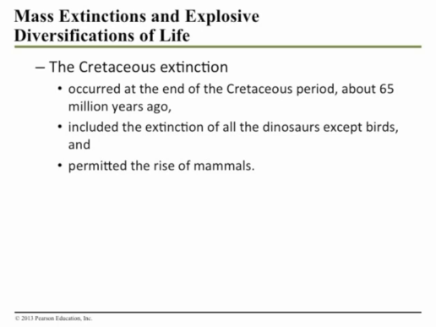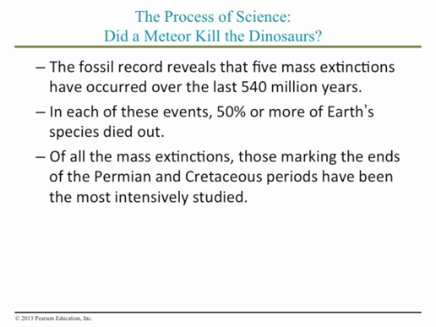There's a nice little story about this in your book. It talks about meteors killing the dinosaurs and the evidence for that and mass extinction. I want to go a little bit into it because I think it's a pretty interesting story. In a mass extinction event, about 50% or more of Earth's species die out. Of the mass extinction events, those marking the end of the Permian and Cretaceous periods have been the most studied. The first was the extinction of most of the aquatic animals, and the Cretaceous one was the extinction of most of the dinosaurs.